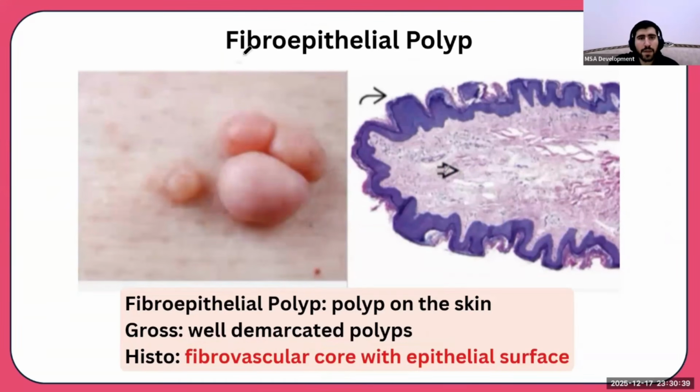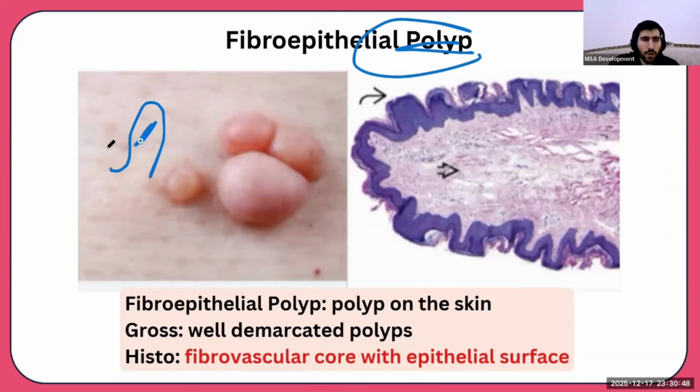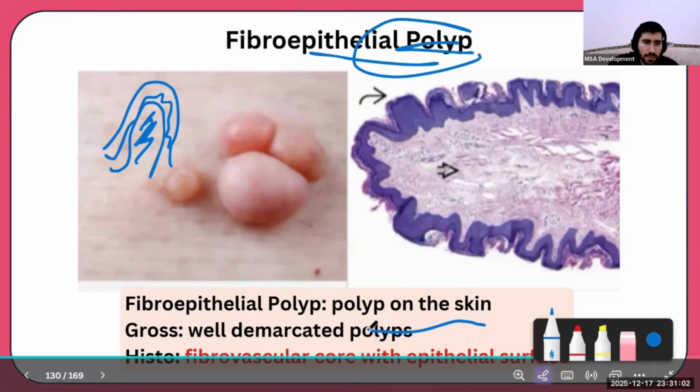Third thing we have is fibroepithelial polyp. I just want you to know what is a polyp. A polyp is a fibrovascular core, a core full of stroma surrounded by epithelium. In all diseases, a polyp is a fibrovascular core, full of stroma, blood vessels, lymphocytes, surrounded by epithelium. So fibroepithelial polyp is a polyp on the skin. It's well demarcated and it's made of a fibrovascular core with epithelial surface. That's important in OSPE.